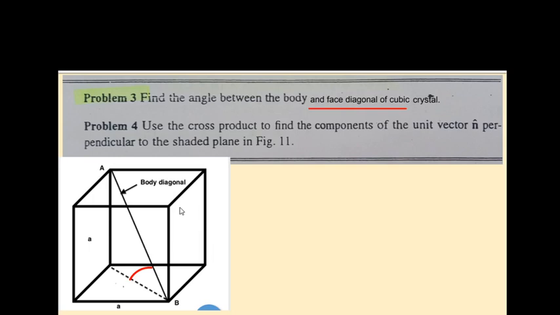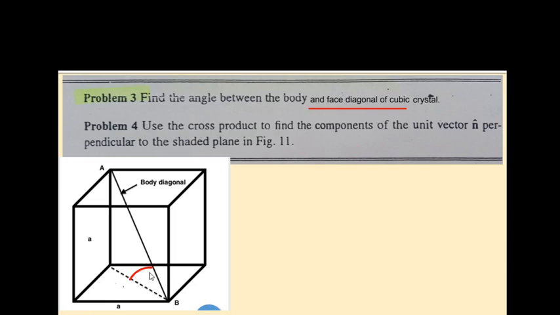I think you had learned about cubic crystals around your 11th and 12th grade, maybe in the chemistry subject, but now we will be touching upon a few issues in physics as well. So this is one corner to another corner of the cubic crystal, and that is referred to as a body diagonal. And if you connect one corner to another corner on one particular face, then it is said to be the face diagonal. So they are asking about the angle between them.